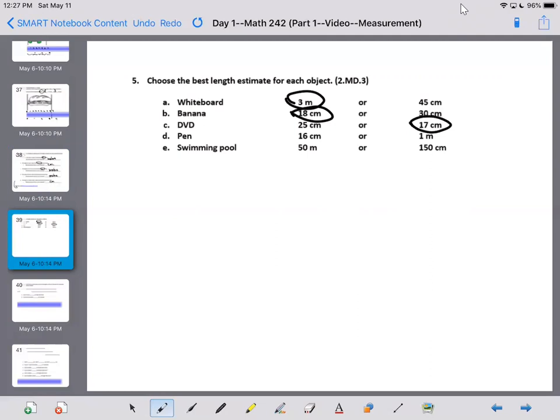A DVD disc, so it would be a little bit smaller. And what we're talking about is that diameter, that length across that circle. So we're talking about that DVD, and we're thinking about that diameter distance across. A pen, 16 centimeters, and a swimming pool, much closer to the 50 meters. And different pools, of course, have different lengths. So we might be thinking about a neighborhood pool or an aquatic park, some sort that would be much longer. So that 50 meters would be much, much bigger there.